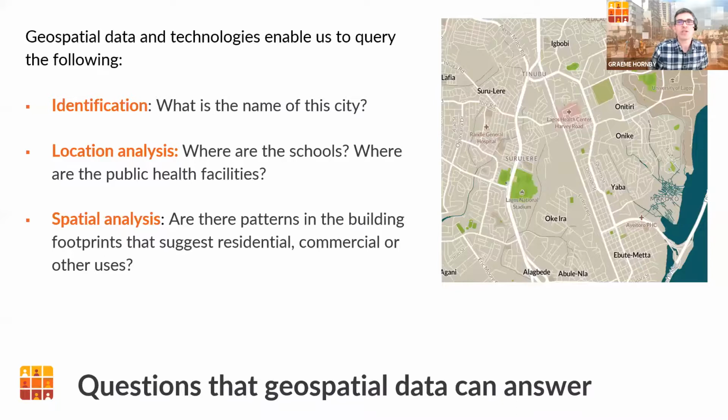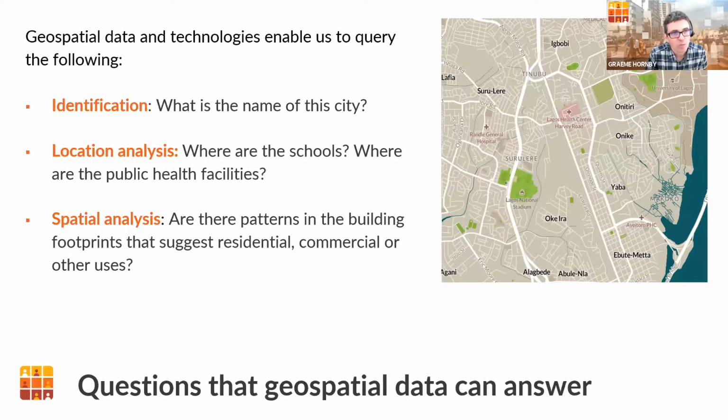Yeah, so here are some questions that geospatial data and technologies enable us to ask, really, and to answer. So, straightforward things like identification: what is the name of these settlements, these cities, these areas, these other features? All of that information is built into the database of the GIS. But then, of course, we can go on to ask, highlight the schools, the public health facilities, other features of interest, looking at proximity: how many of those features might be within a certain proximity of a settlement or major roads, all of those location-based queries.